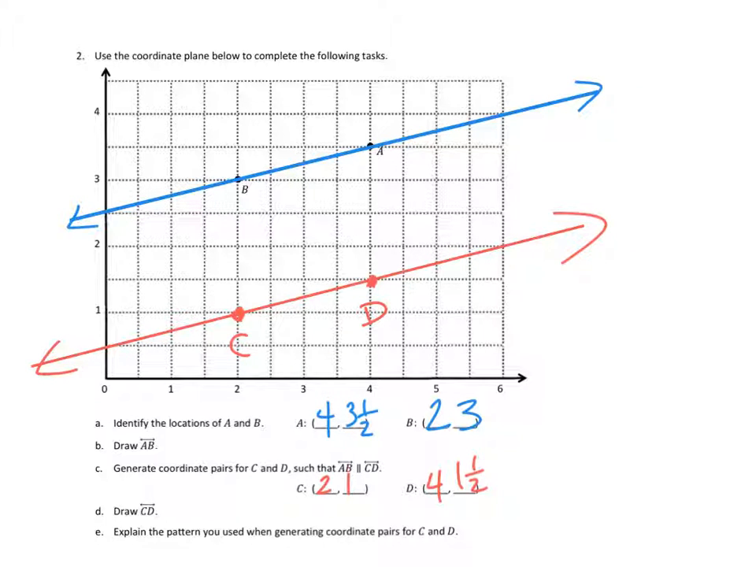Now, the last part is explain the pattern you used when generating the coordinate pairs for CD. Let's see, I moved 4 boxes over and 1 box up. 4 boxes over and 1 box up to get from C to D. Awesome.